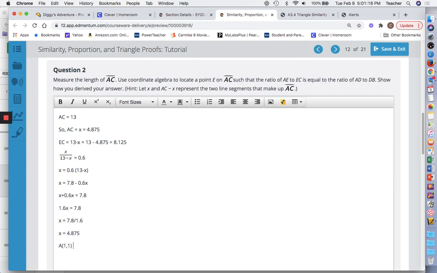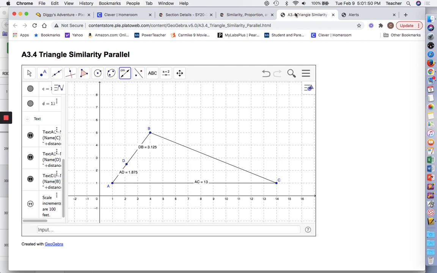All right, so if I say that 1 plus 4.875, then I get the coordinate 5.875, 1. So there's my E, right? Locate E, yeah. So that's my E. Hot darn. Man, they don't make that easy. So my E is going to be basically at 5.875. So my E is going to be right about there.